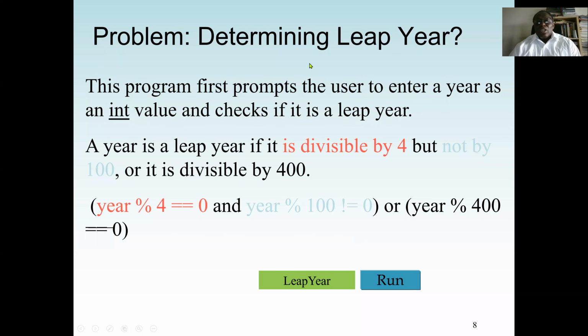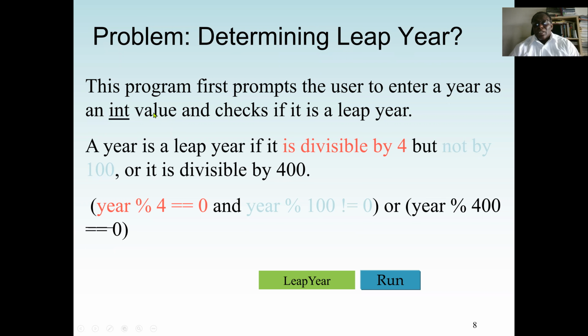So now we have another program here. We're going to use the logical operators again. We want to determine a leap year. We know a leap year always happens every 4 years. So this program first prompts the user to enter a year as an int value. Then we're going to check if that year is a leap year.